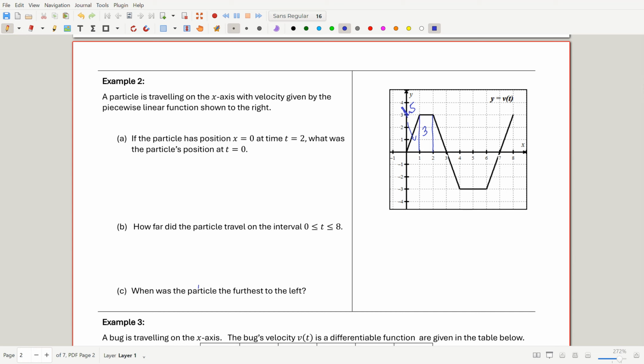Anyway, so what's my position? Yeah, negative 4.5. So I was at 0 and I ended up at 0. I was moving to the right and I moved 4.5 units, so I must have started at negative 4.5.